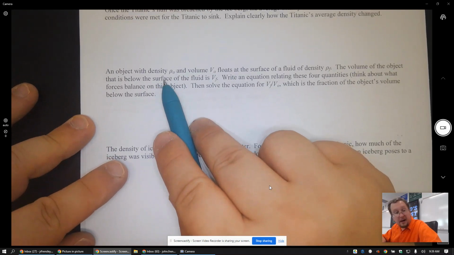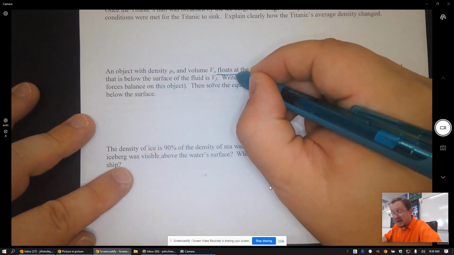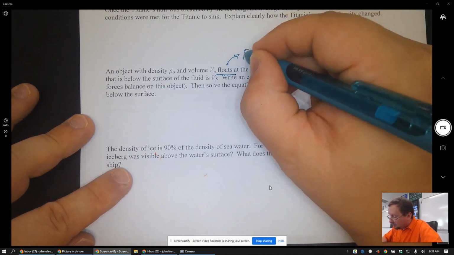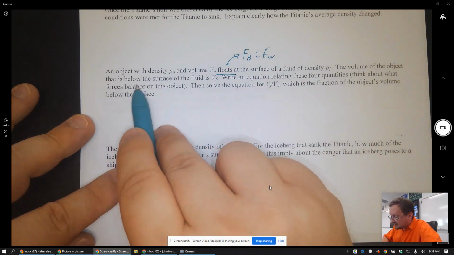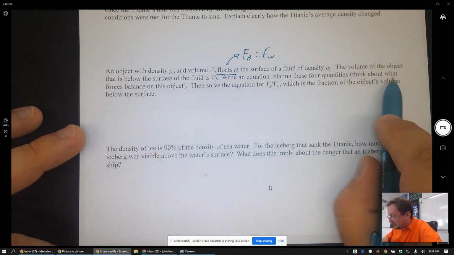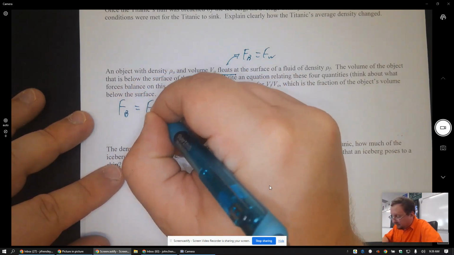Okay. An object with an object density and an object volume floats. So here's the rule for floating: if you float, the buoyancy force up equals the weight force down, okay? The volume of the object below the surface is Vf. Write an equation relating these four quantities. So there it is: the buoyancy force up equals the weight force down if you float.